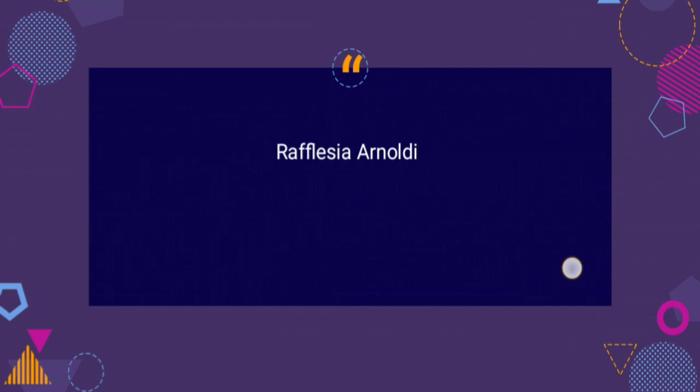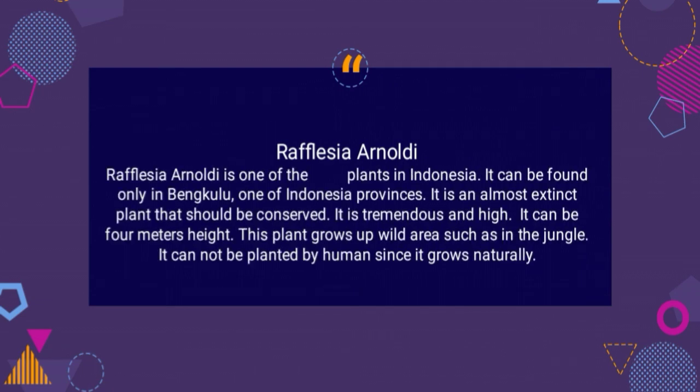It also has the same case as the text of Rafflesia arnoldi. In the text of Rafflesia arnoldi, the writer says that Rafflesia arnoldi is one of the rare plants in Indonesia. The next sentence explains that it can be found only in Bengkulu. So, this is a good example of using an adjective because the next sentence explains about the rare plants in Indonesia.